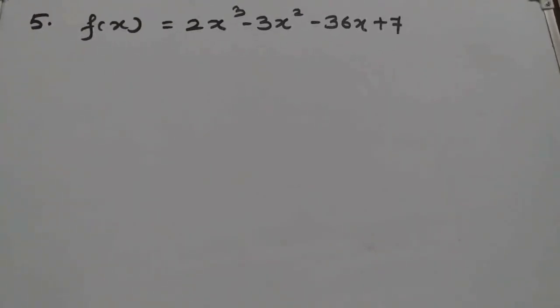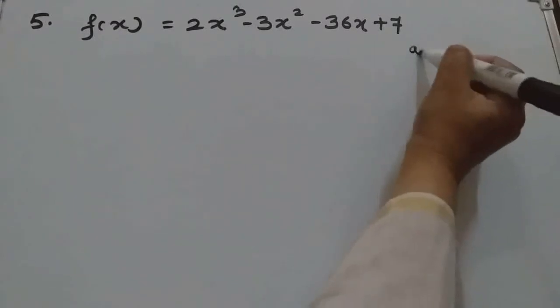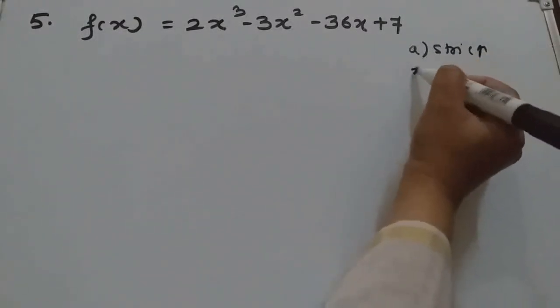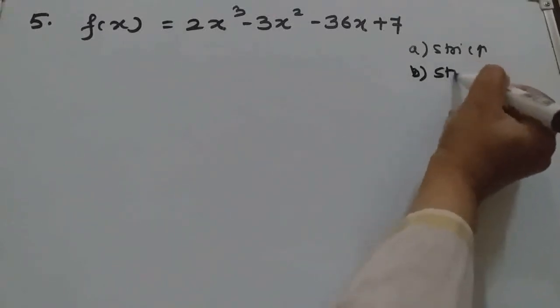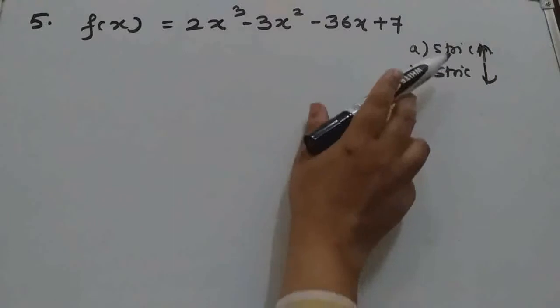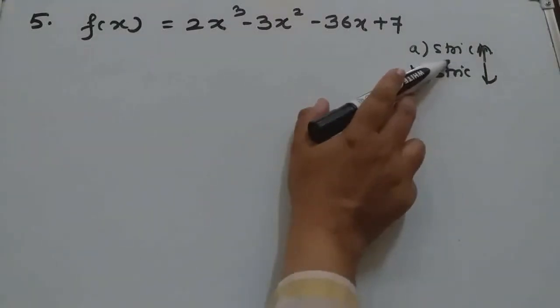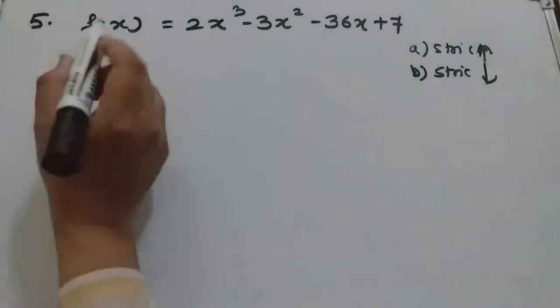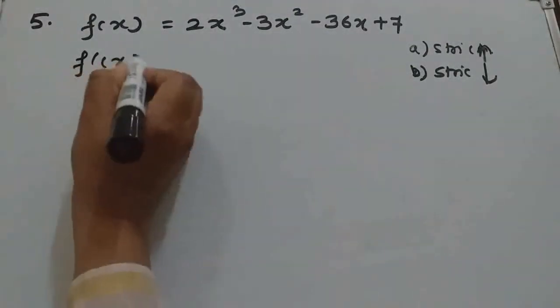The question is, a function is given to us. Find the interval in which this function is, first part, strictly increasing and second part, strictly decreasing. Now, to check whether a function is strictly increasing or decreasing, we have to find the derivative. So first we should find the derivative of this.